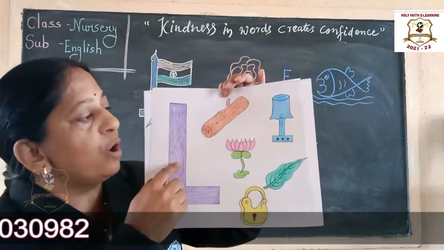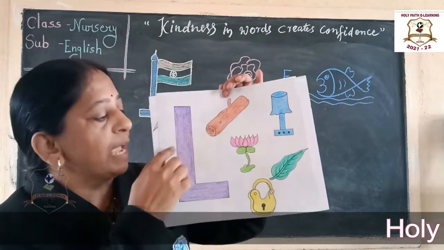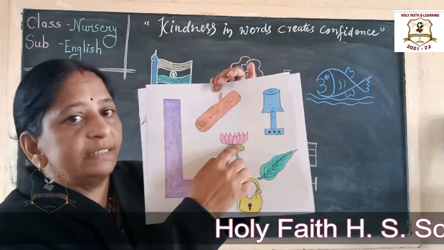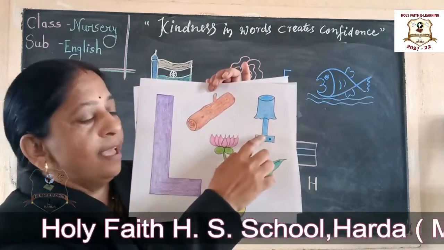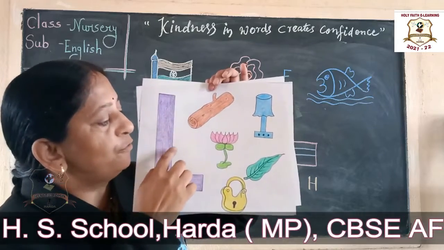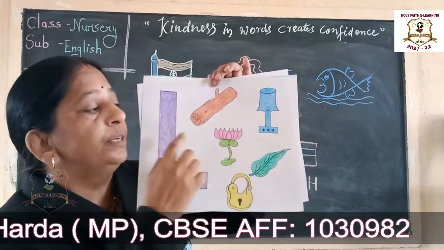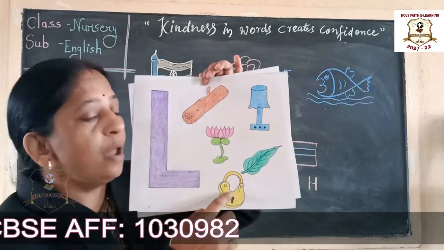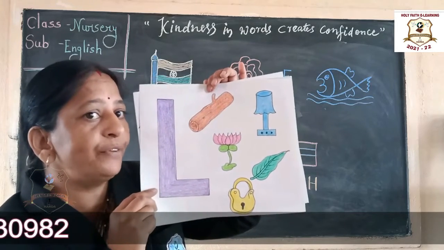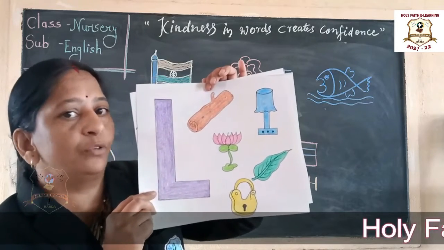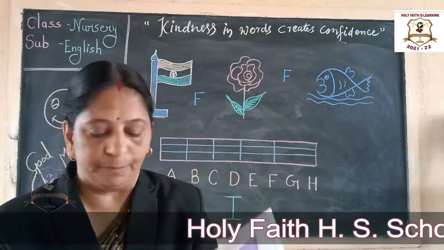L. L for log. L for lotus. L for lamp. L for leaf. L for lock. And what is the sound of L? Sound of L is L.